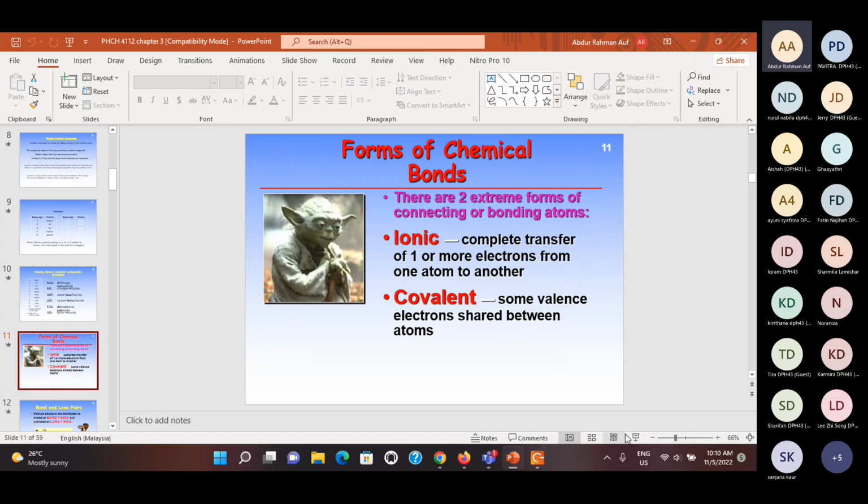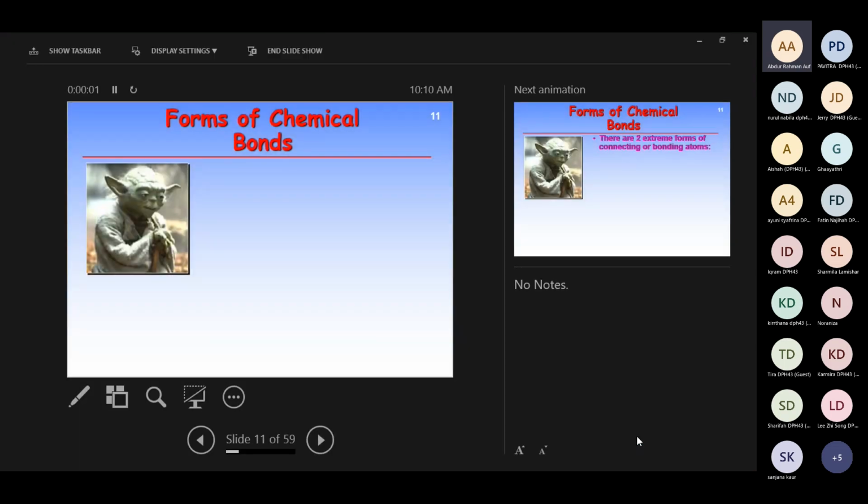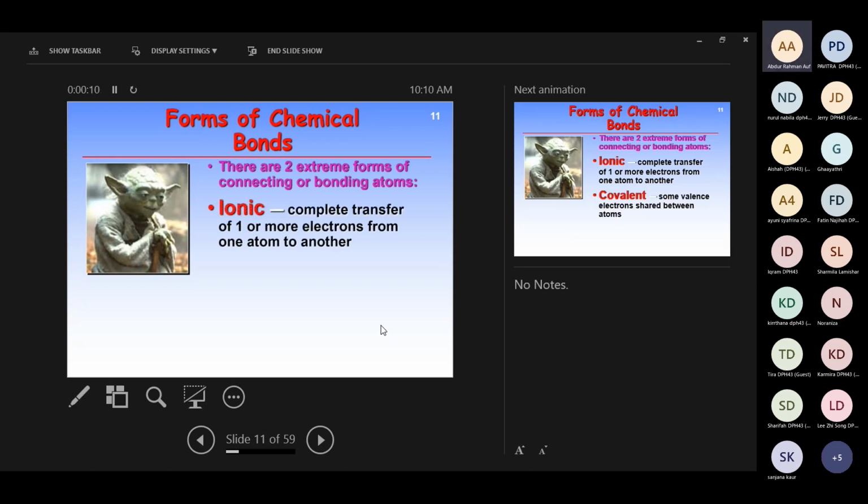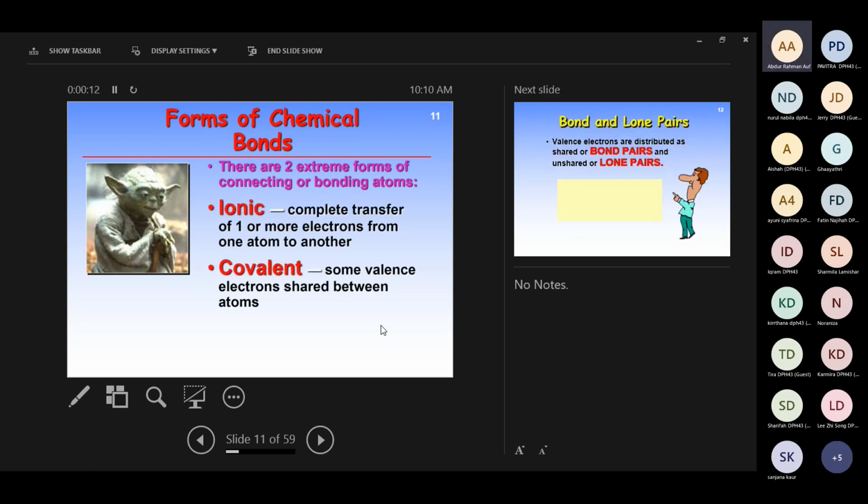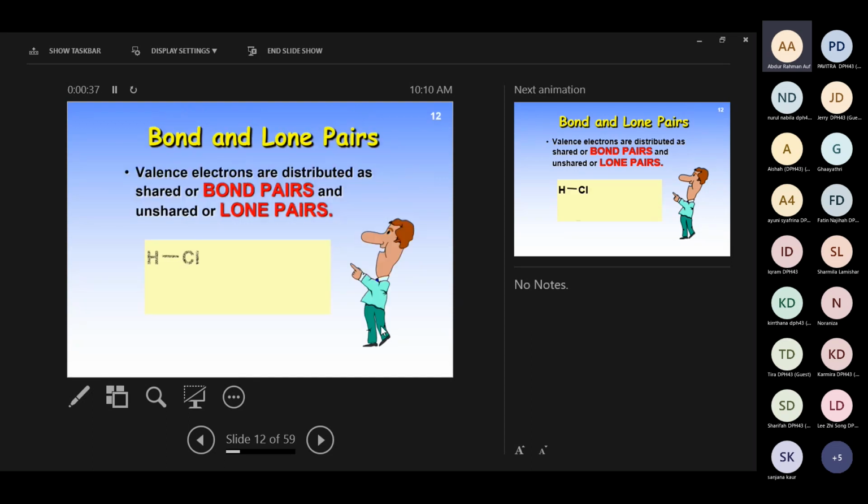Okay, chemical bond. Kita patut start dengan sini. Okay, so there are two types of chemical bonds yang kamu perlu tahu. The first one adalah ionic bond and the second is covalent bond. So how do you differentiate between kedua-dua ni? Ionic adalah the transfer of one electron into another atom. Covalent bond adalah ikatan yang terhasil from the sharing of electrons.